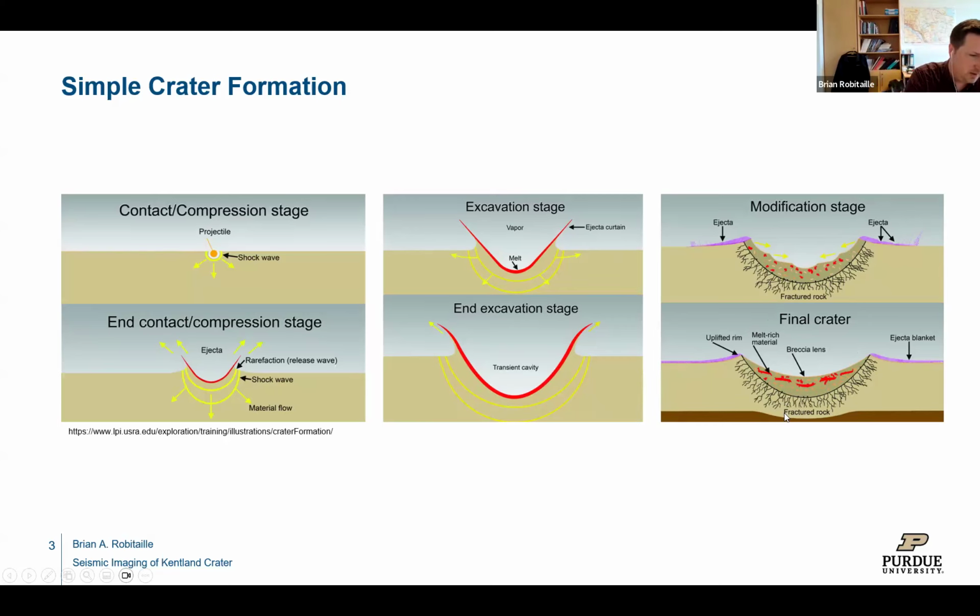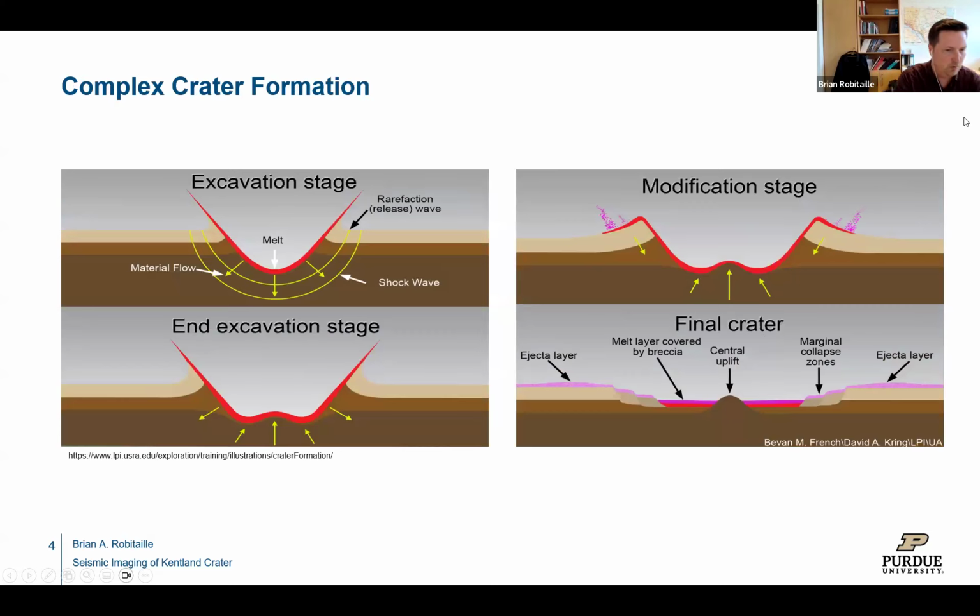So that's a simple crater. What we're dealing with in Kentland is more what's called a complex crater, with the same initial stages of compression going out. But this one is a larger impactor that hits and sends the shock wave through, radiating through the crust and causing it to flow. Initially, the flow of rocks moves downward and outward from the point of impact.